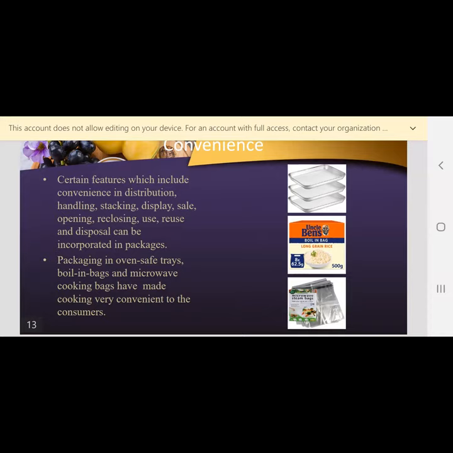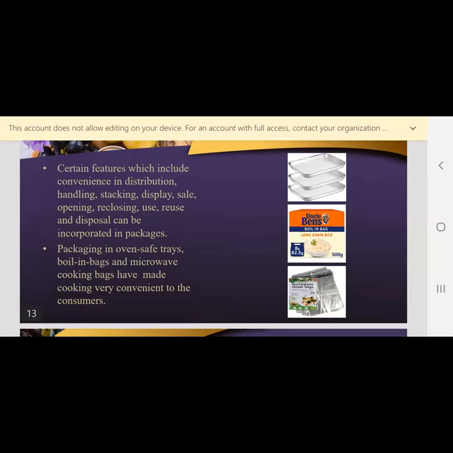Like the boiling bag. The boiling bag feature is that the bag is boiled in water and it decomposes. It contains biodegradable material, which is also food grade. So that is one type.